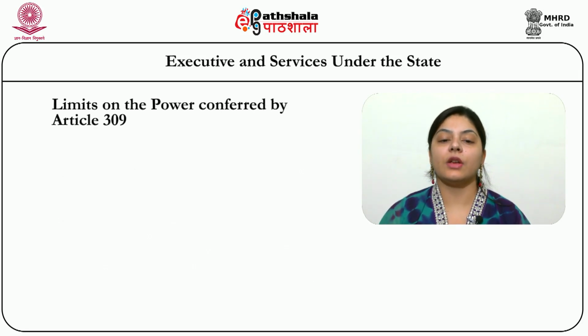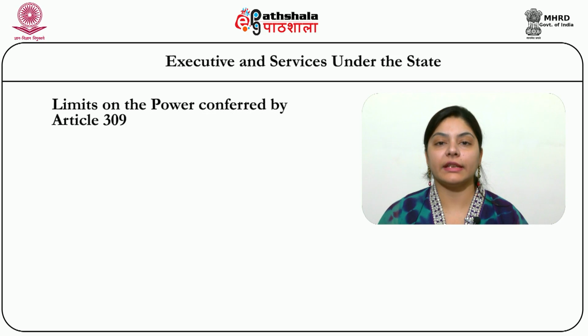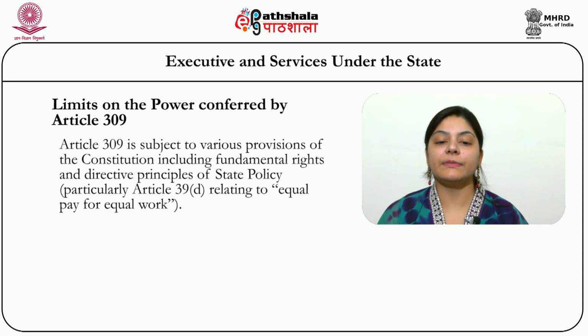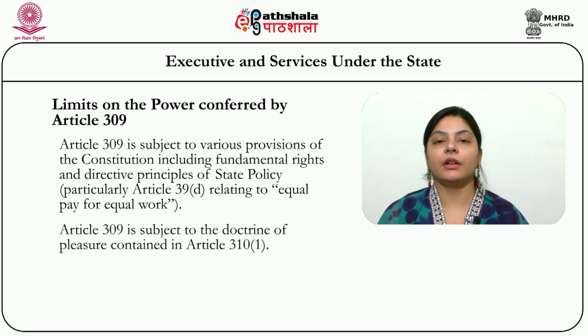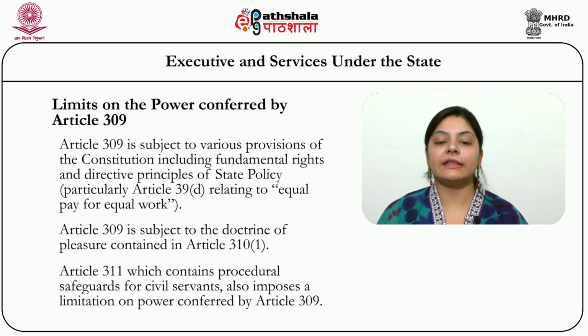Now we will discuss the limits on the power conferred by Article 309. Article 309 is subject to various provisions of the Constitution itself, including fundamental rights and directive principles of state policy, and more particularly Article 39D relating to equal pay for equal work. Article 309 is subjected also to the doctrine of pleasure contained in Article 310 clause 1. Article 311, which contains procedural safeguards for civil servants, also imposes a limitation on power conferred by Article 309.